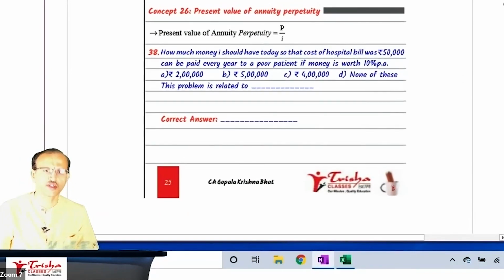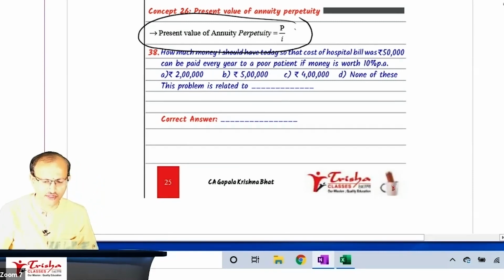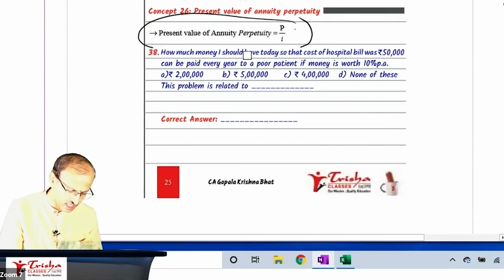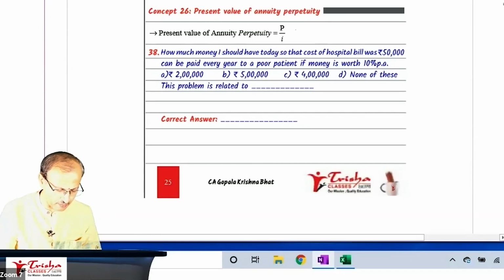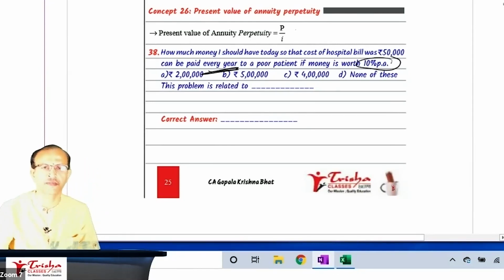I was mentioning present value of annuity perpetuity. All of you write in your notebook the present value of annuity perpetuity formula: P by I, the periodical payment divided by the interest rate per installment. Let us look at the question here. The question goes this way: how much money should I have today so that the cost of a hospital bill of rupees 50,000 can be paid every year to a poor patient if money is worth 10% per annum?